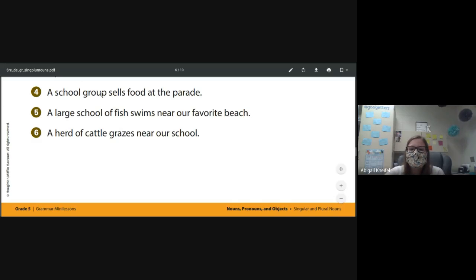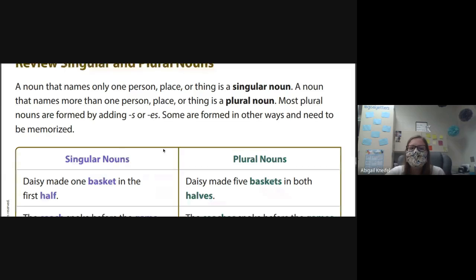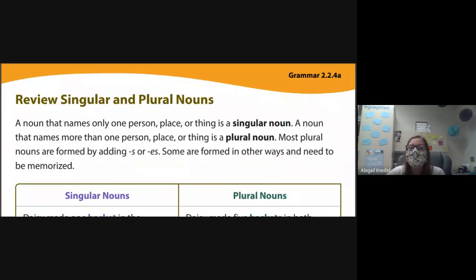All right, fabulous friends. So here we're just going to review singular and plural nouns. A noun that only names one thing is singular. If it names more than one thing, it's plural. Most plural nouns, you add an S or an ES. Obviously, there are exceptions, like men and man, or the things that end in F or FE, where we have to change to a V.